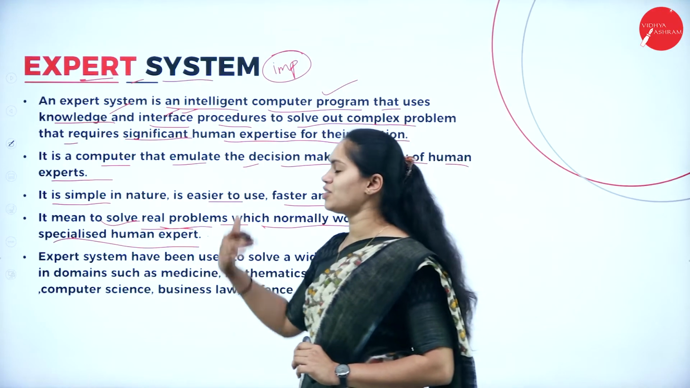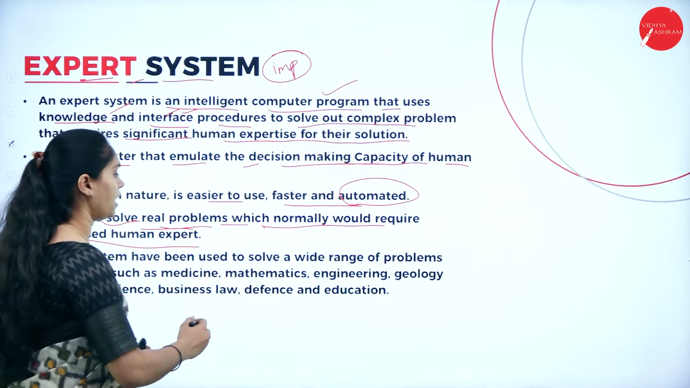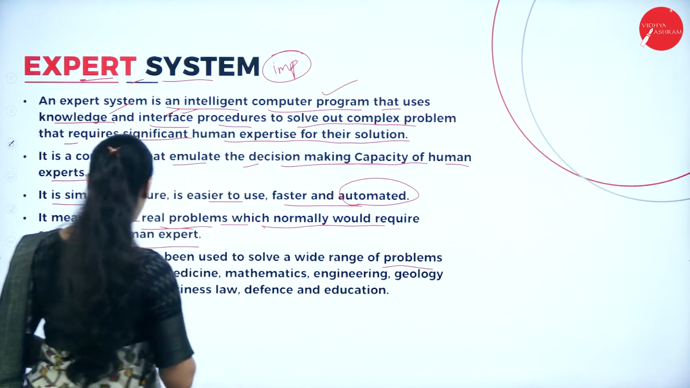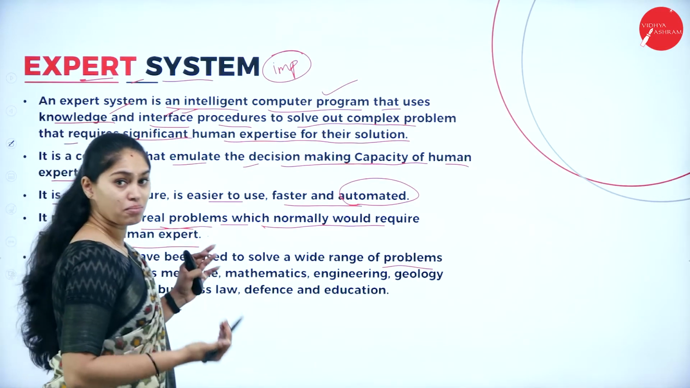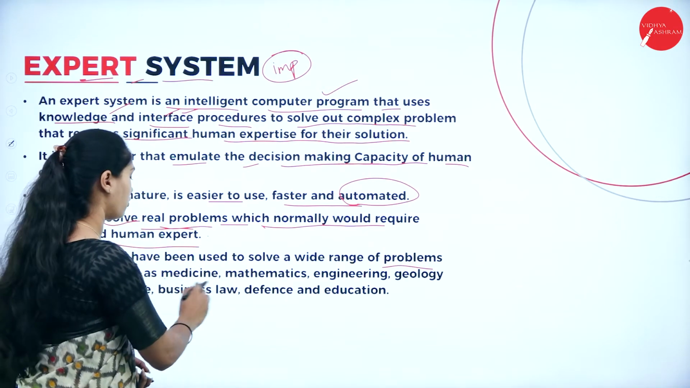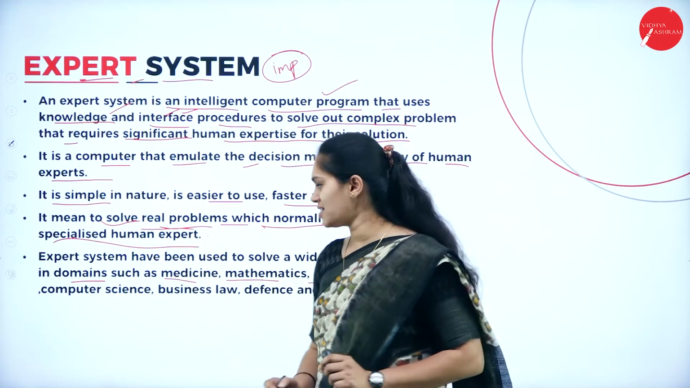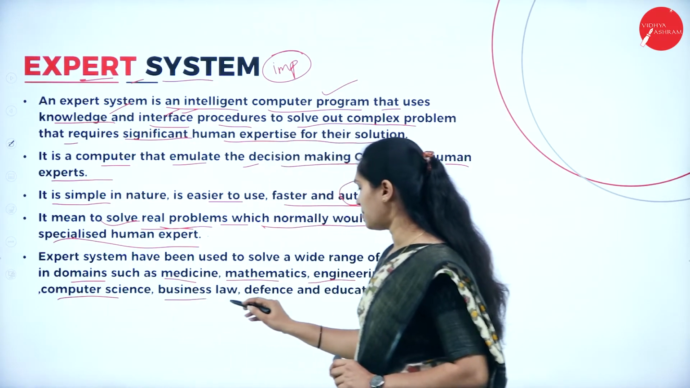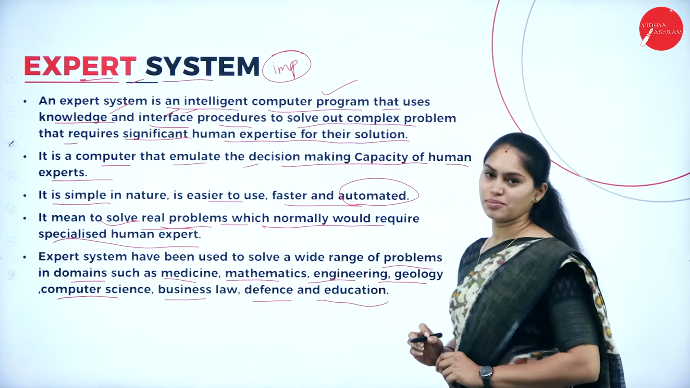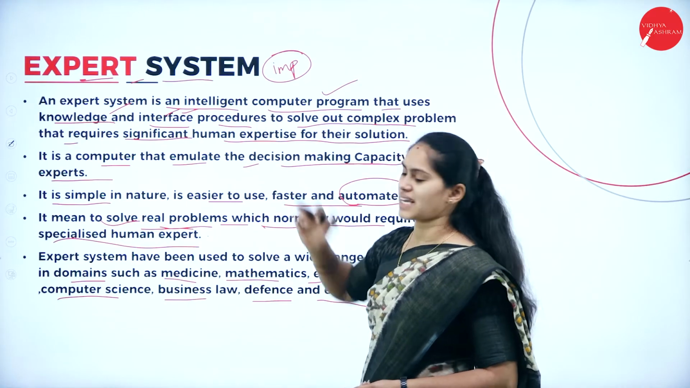Then where can we use this expert system? On what fields can we use it? A wide range of problems can be solved or minimized with the help of this expert system. It can be used in the fields of medicine, mathematics, engineering, geology, computer science, business, law, defense, and mainly for the purpose of education. So these are the applications of this expert system.